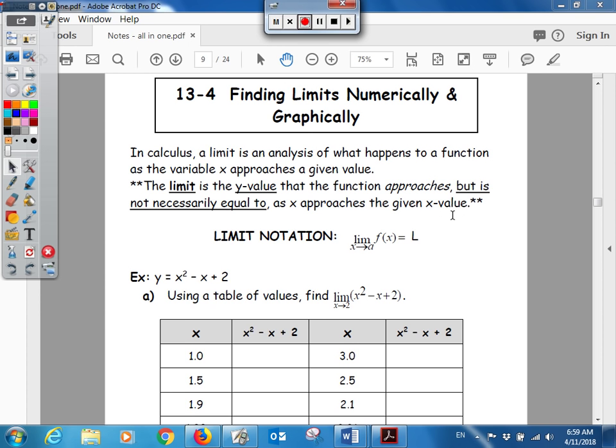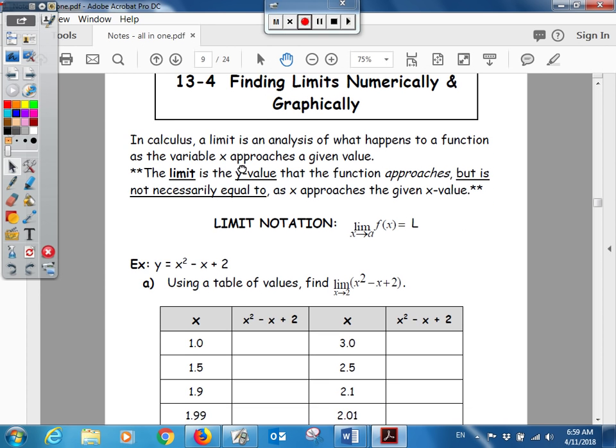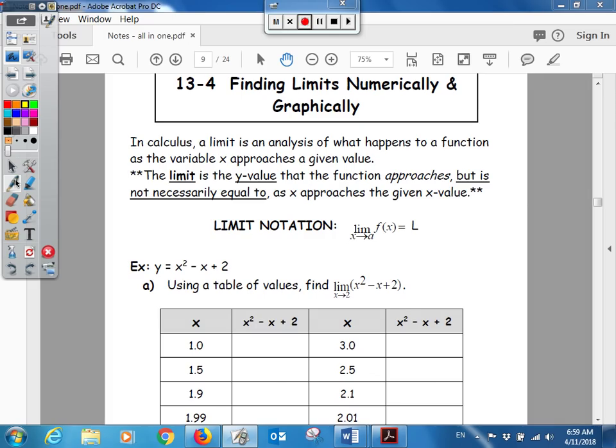The limit is the y value, okay? Critical, very important. A limit is a y value. So you're looking at a y value as the function approaches, and this is important, approaches, but is not necessarily equal to, as x approaches a given value. When you talk about a limit, it's a y value that the function is getting very, very, very close to, but it's not necessarily actually getting there.